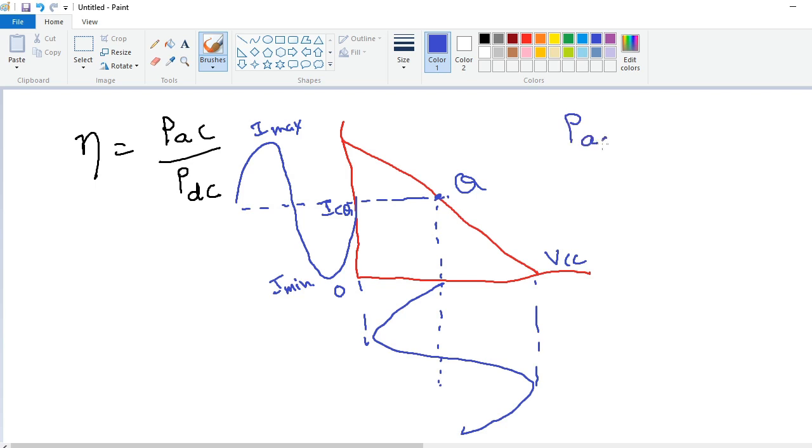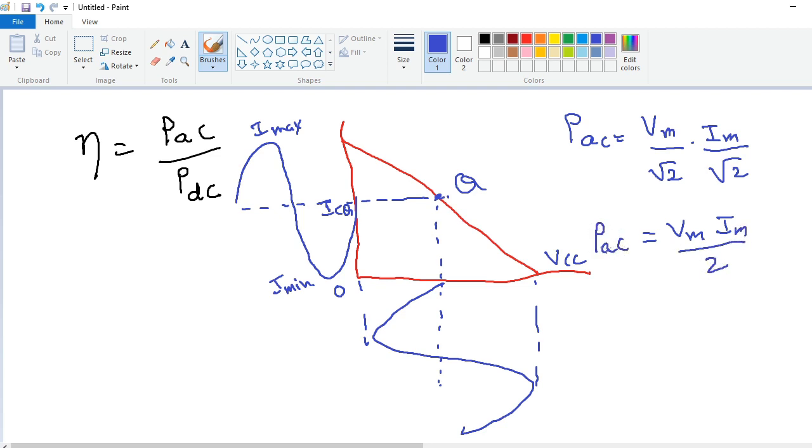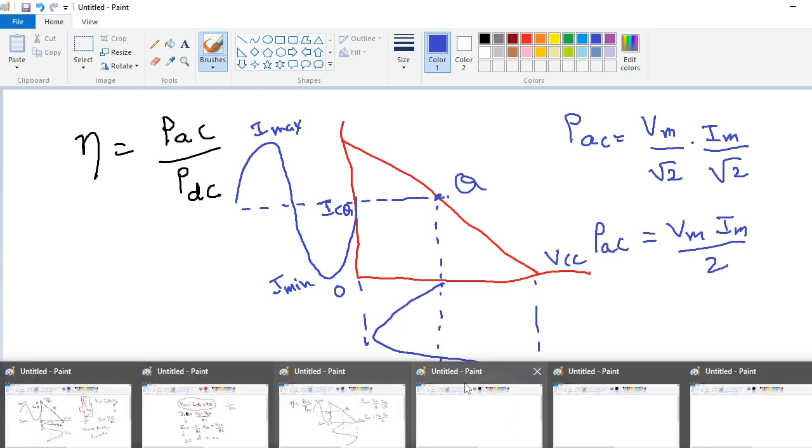AC power is equal to Vm divided by root 2, because of the RMS value, here root 2 is considered, into Im divided by root 2. So Vm into Im divided by 2 is the AC power. AC power is equal to Vm into Im by 2. RMS కాబట్టి ఇక్కడ root 2 value తీసుకున్నాం. Okay, మరి how to calculate Vm?